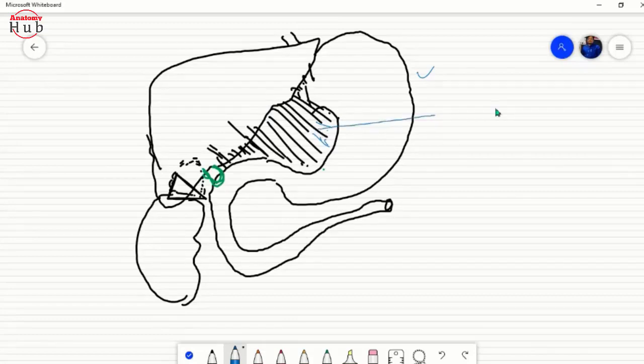as your hepatogastric ligament. So here, ligament means what? Nothing but the folds of peritoneum, okay, so you should not be confused.